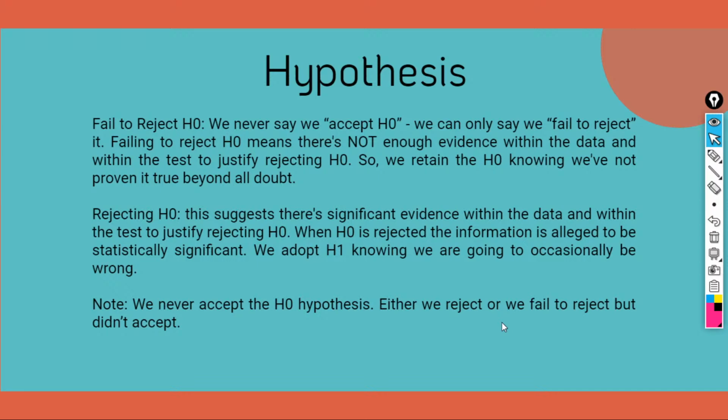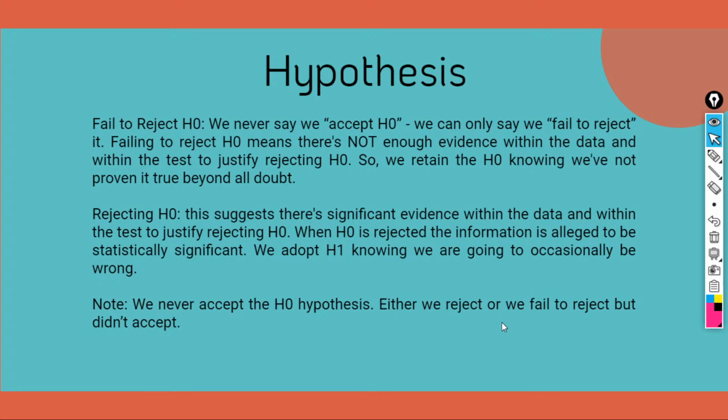Rejecting the null hypothesis, what happens? This suggests there is significant evidence within the data and within the test to justify rejecting the null hypothesis. When H naught, the null hypothesis, is rejected, the result is said to be statistically significant. We adopt the alternate hypothesis, knowing that we are going to occasionally be wrong. Exactly. So this is a very key point that we need to know.